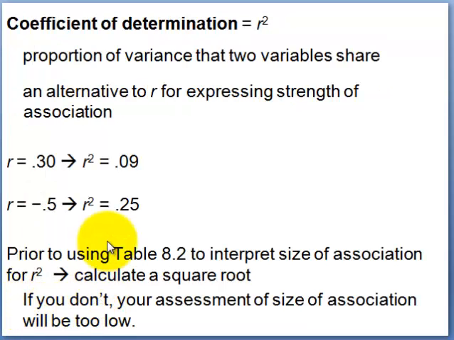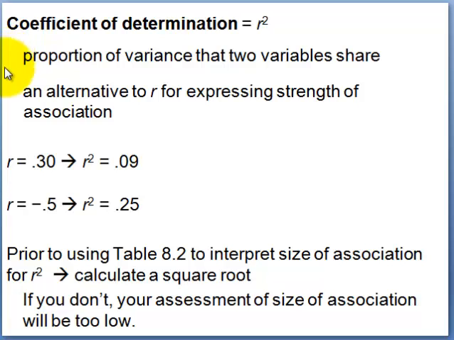This text uses the actual value of r as a guide to assessing strength or size of association. Now, it is also common, perhaps more common, to square r and use the squared value of r to assess strength of association. When you square r, that is, when you calculate r squared, you calculate what is called the coefficient of determination. And r squared conveys the proportion of variance that two variables share.